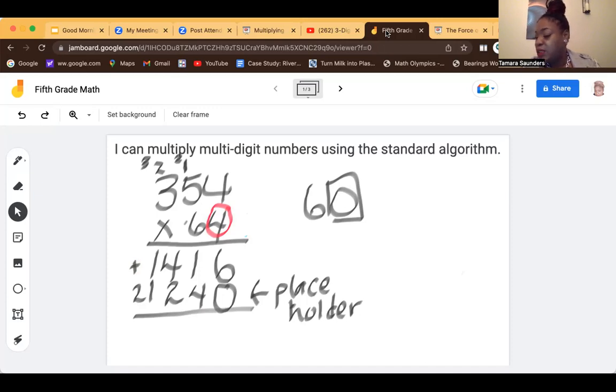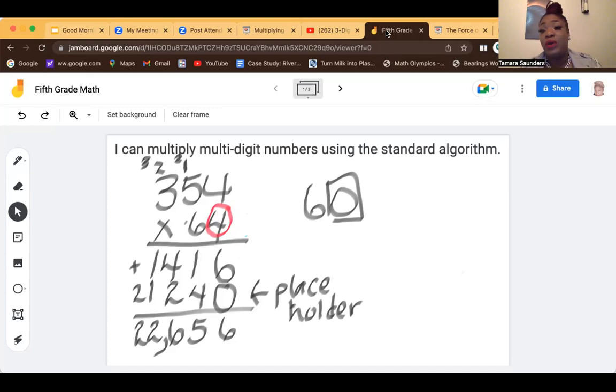All right, now we can go ahead and we can add these two rows of numbers together. So 6 plus 0 is 6. 1 plus 4 is 5. 4 plus 2 is 6. And 1 plus 1 is 2. I have nothing to add to my 2, and so my problem is all done. It is 22,656. All right, so that's our first example.